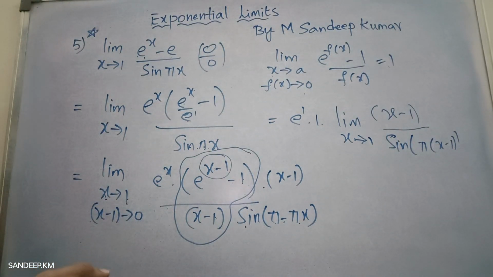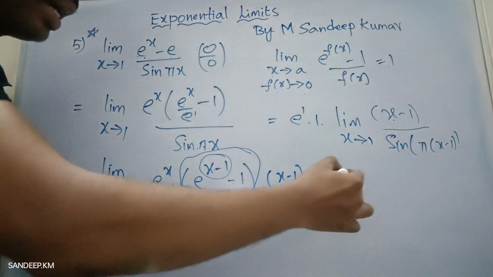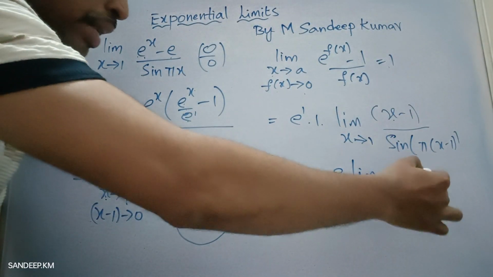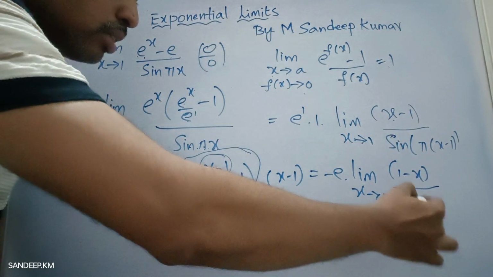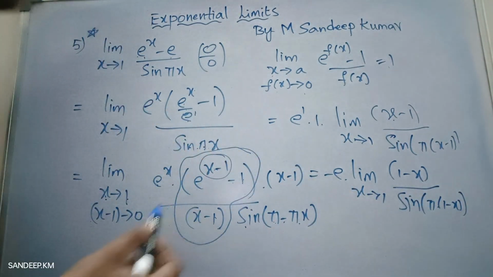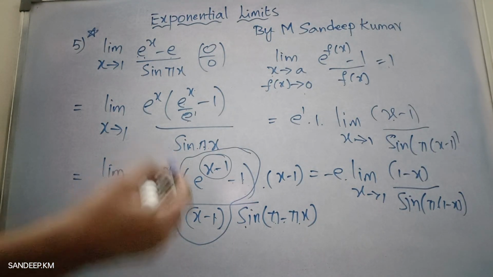We are very close to our answer, dear students. Let me take minus common in these two. So minus e into limit x approaches 1, 1 minus x divided by sine of pi into 1 minus x. So now again, dear students, do you remember? What do we remember?